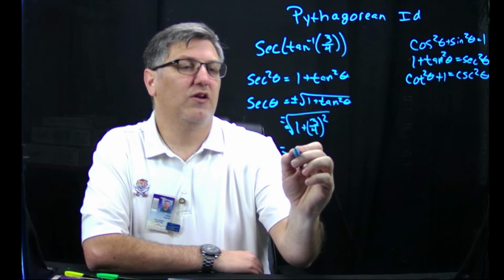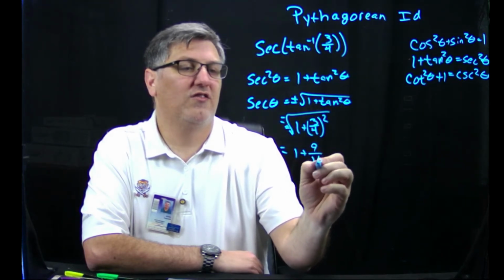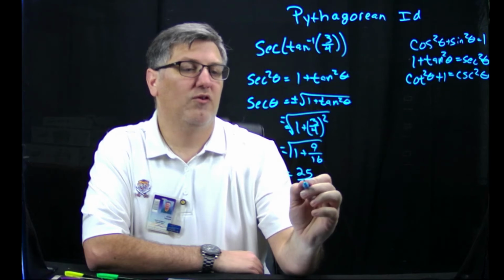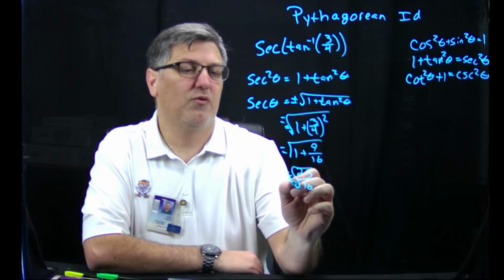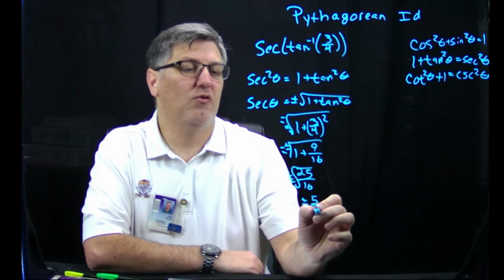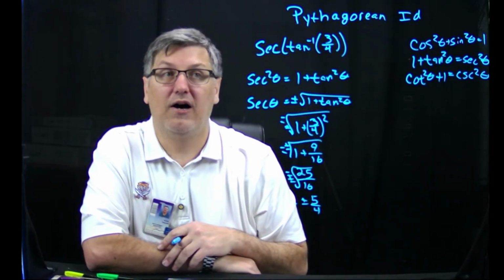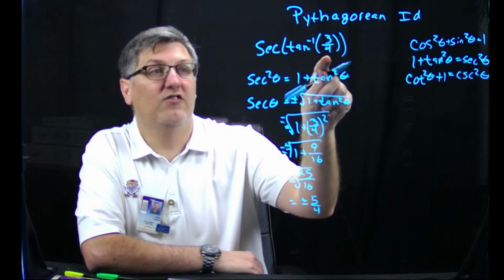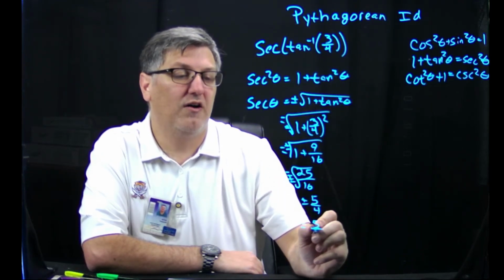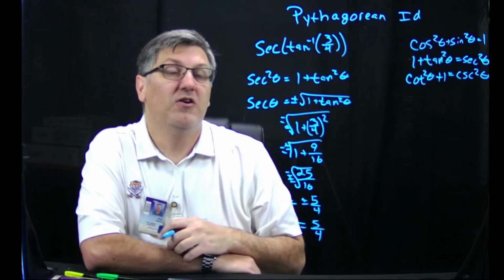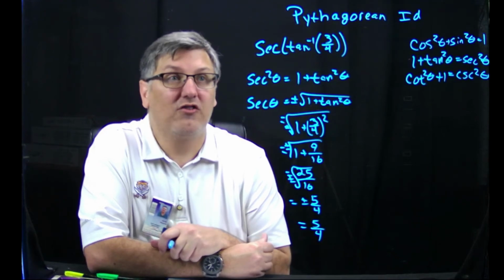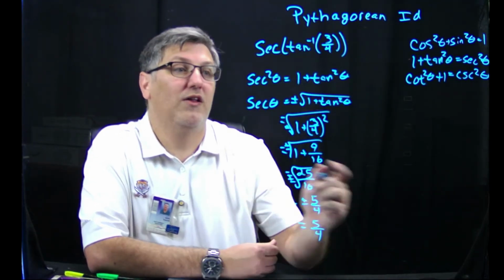This is going to give me 1 plus 9 over 16, which is 25 over 16. Don't forget your plus or minuses. This is going to give me plus or minus 5 over 4. Voila. Now I come back here: arctangent is positive in quadrant 1, so I only need the positive, so my answer is 5/4. This is how you can use a Pythagorean identity to actually solve these compositions versus the way that I showed you.